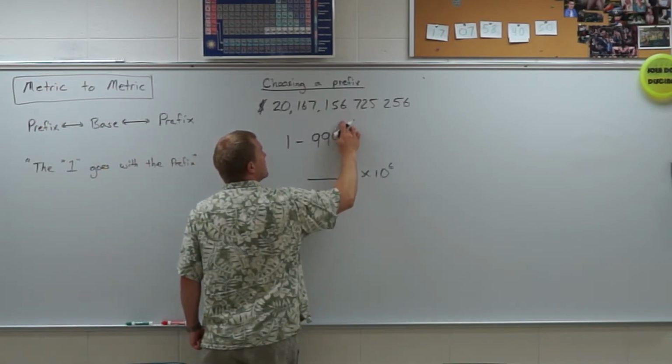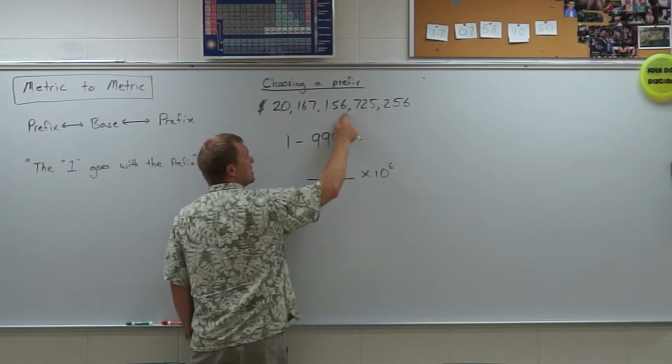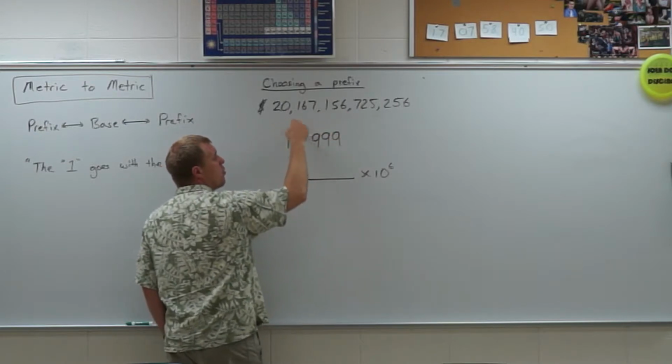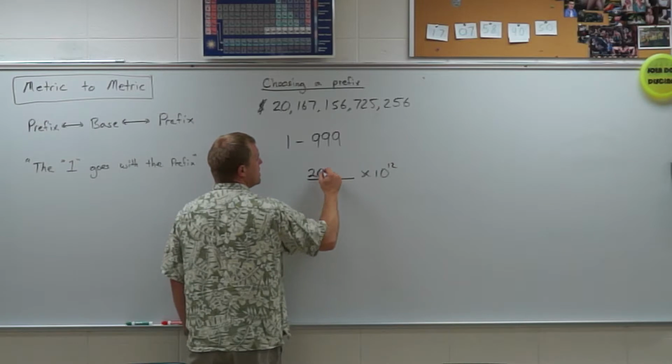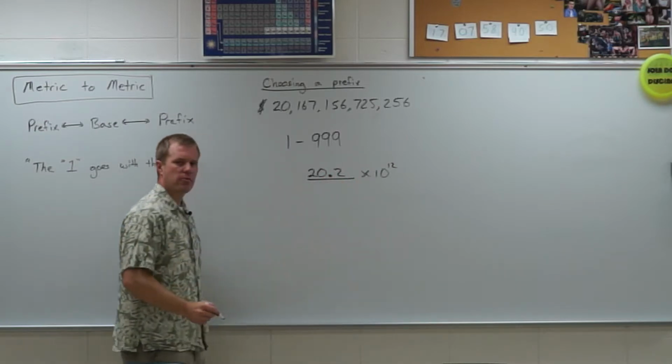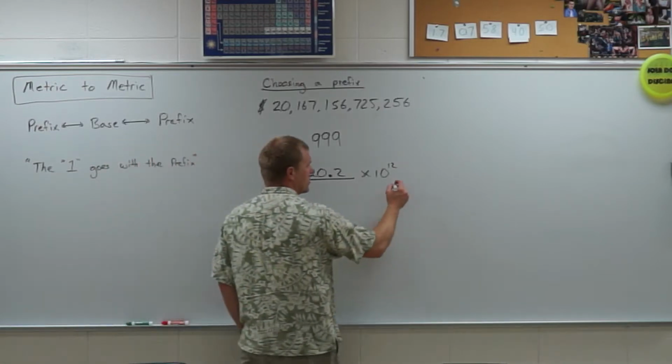And I keep trying this, and I go, well, where would it be? So 3, 6, 9, 12. So I'm going to use 10 to the 12th, and I'll get something like 20.2. I'm just going to round it there. So I have 20.2 times 10 to the 12th dollars.